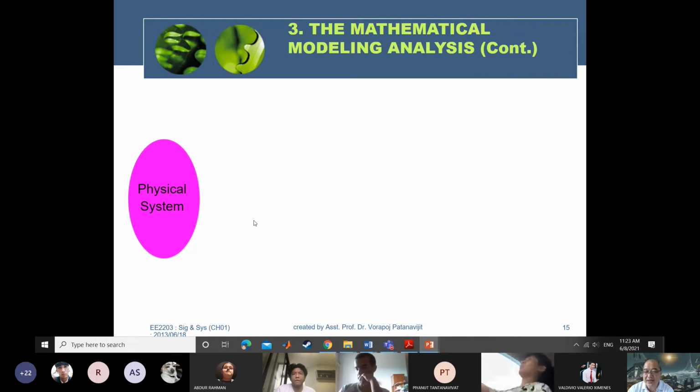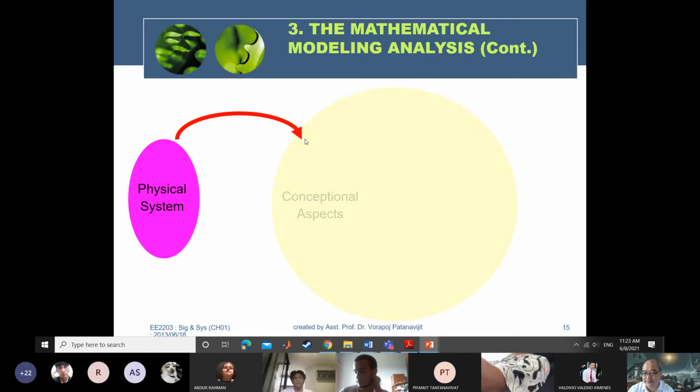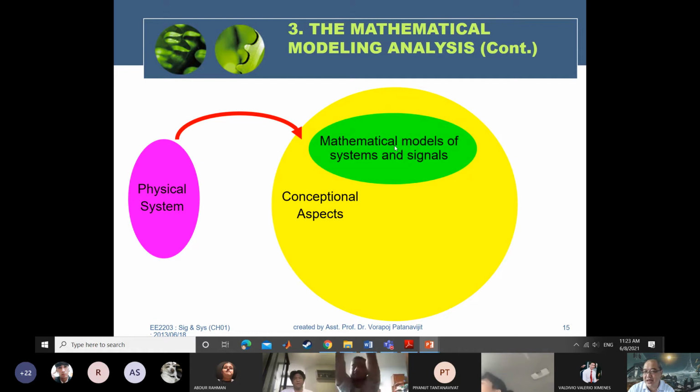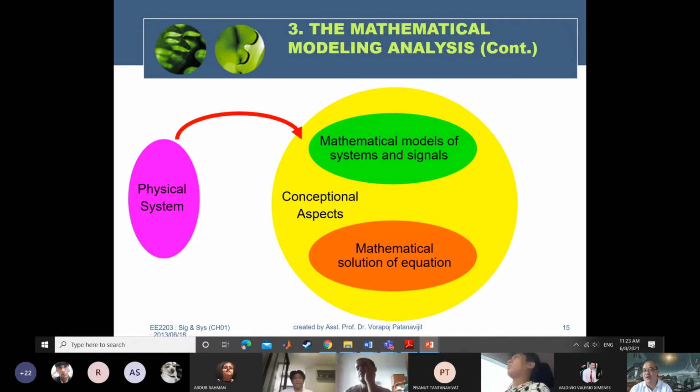The overall idea of this system is here. You have a system. You may observe a phenomenon, or have an RLC circuit, or any engineering system. You see it as a black box. After that, you try to model it by applying physics laws in the conceptual aspects, giving a mathematical model of the system and the signal. Next, you use mathematics skills to solve this equation, and you convert it back, interpreting it in the physical world.